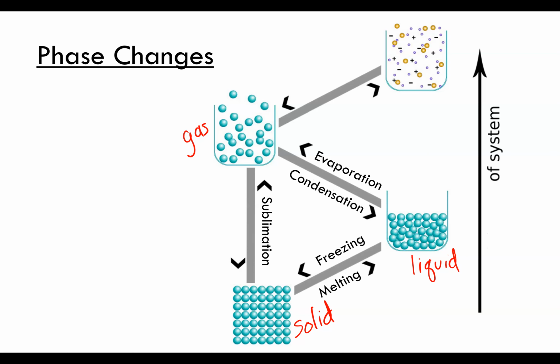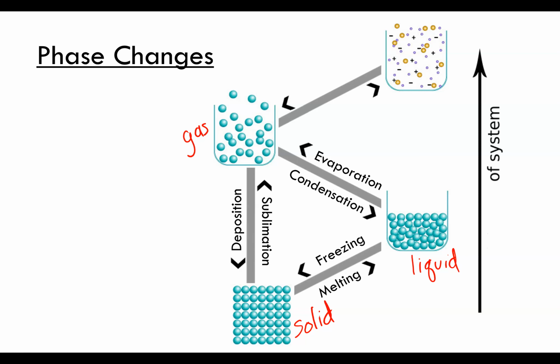Something like dry ice, frozen carbon dioxide, sublimes. The reason we call it dry ice is because it never makes a puddle. It's never wet. The solid frozen carbon dioxide becomes a gas directly. And we call that phase change sublimation. The opposite of sublimation, taking a gas and turning it into a solid, is called deposition.